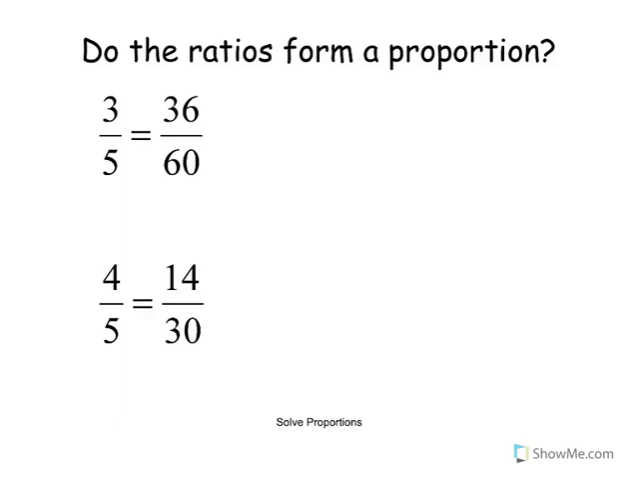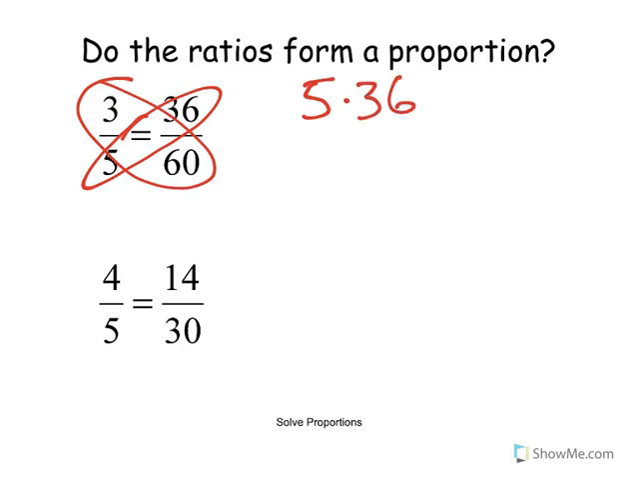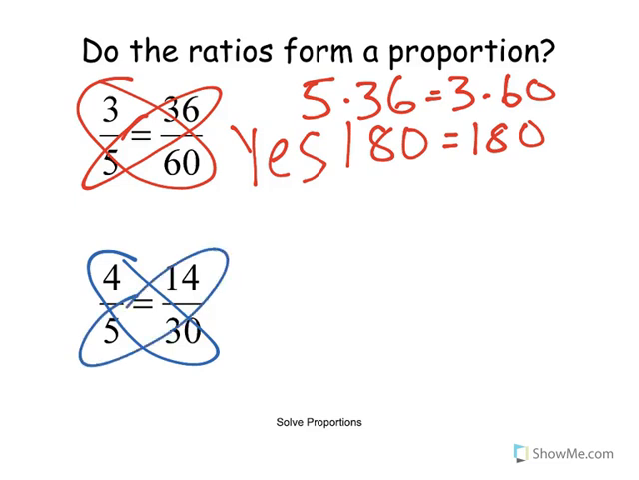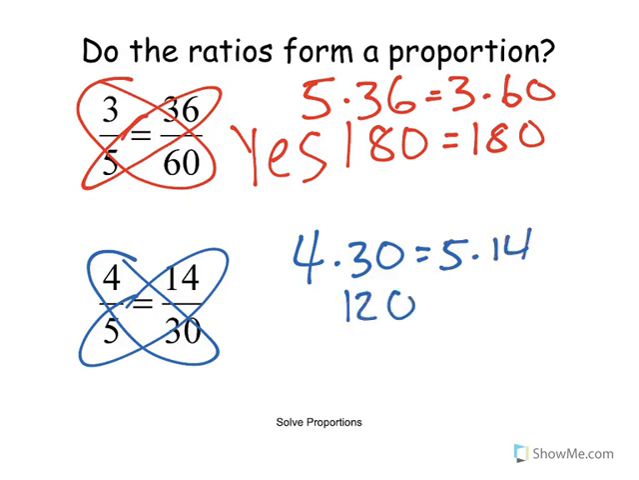Do the ratios form a proportion? So this is another one, right? So initially I would say, well, if it cross multiplies and the cross products are equal, then my answer is a yes. All right, yes. The ratios form a proportion. Let's check out the second one. Do these ratios form a proportion? Well, let's see. Is 4 times 30 equal to 5 times 14? Well, no, I don't think 120 is equal to 70, so that would be no.